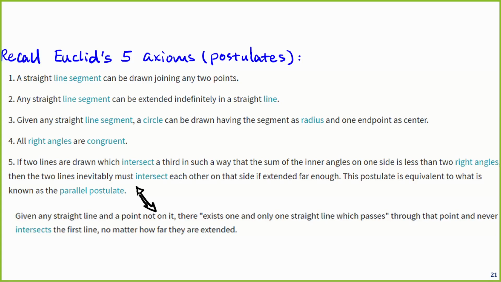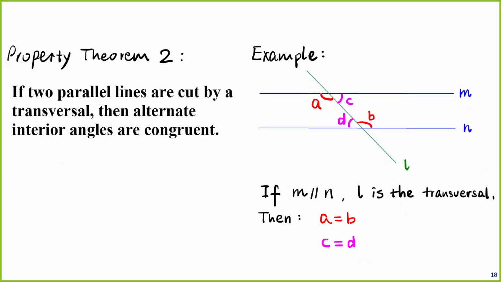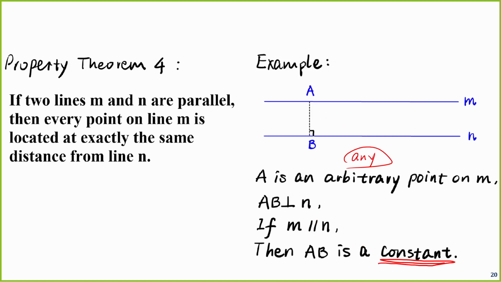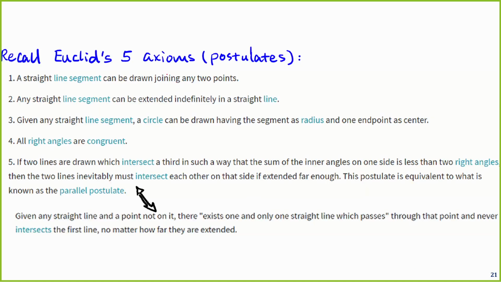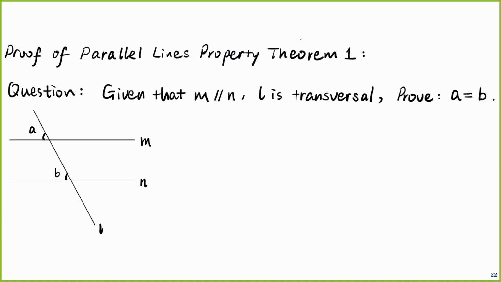Okay. So the problem is, how do we prove these theorems? Recall Euclid's five axioms we have just stated. These are our starting point to prove any of the theorems because we haven't learned any other theorems yet, right? So these are the starting point of our proof. So based on these five axioms, can you first prove theorem 1?